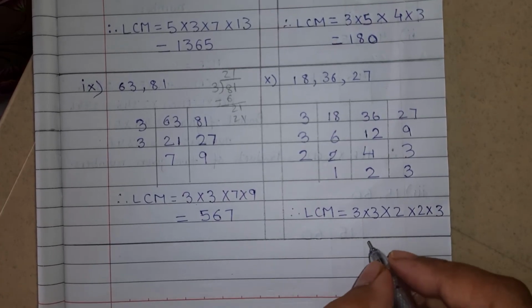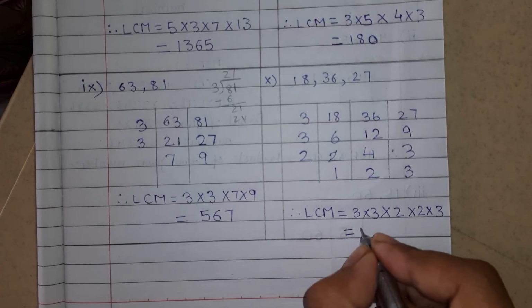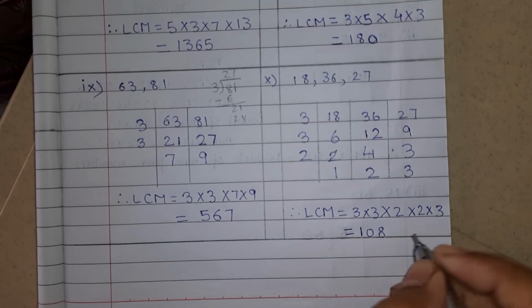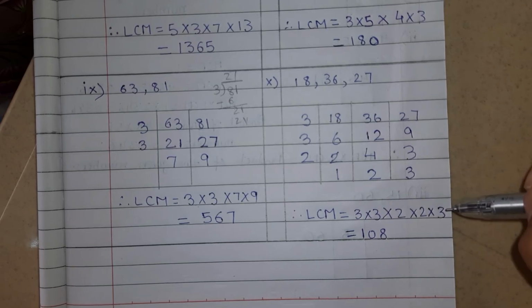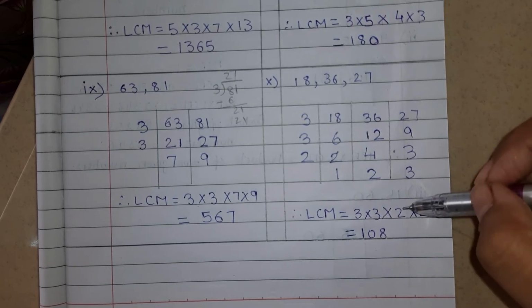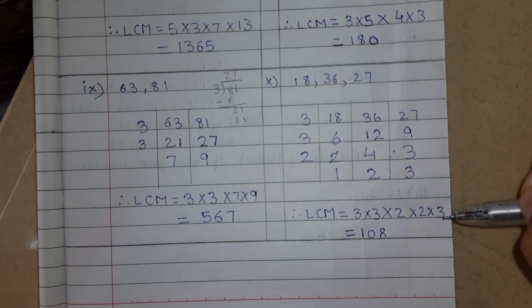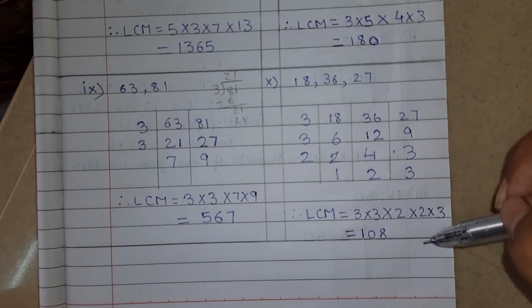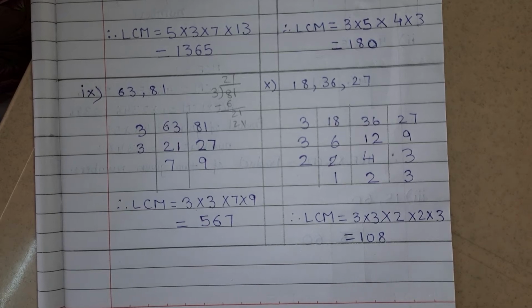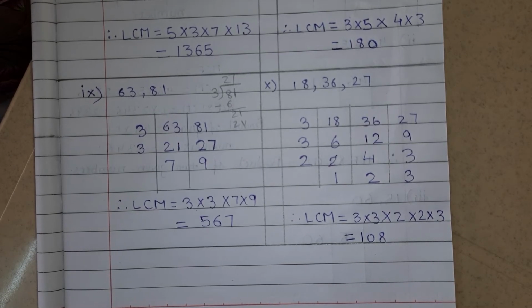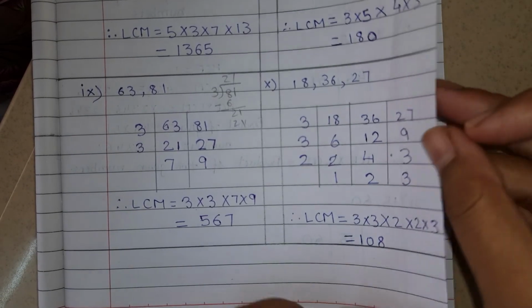So the answer of this multiplication is 108. Okay. 3 3s are 9. 9 3s are 27. 2 into 2 is 4. 27 into 4 is 108. So LCM is 108. So this is your question number 1.